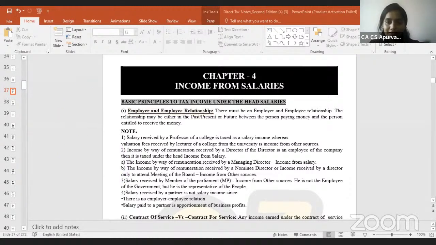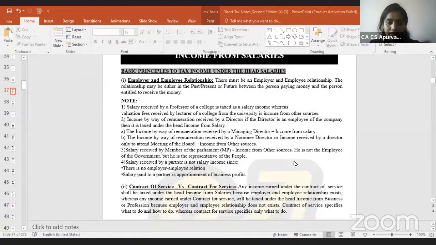Next one. There's a concept called contract of service and a contract for service. Many would have observed that whenever you join an employment, you're supposed to sign a contract. It's called a contract of service. Two concepts: contract of service and contract for service. What is this contract of service?